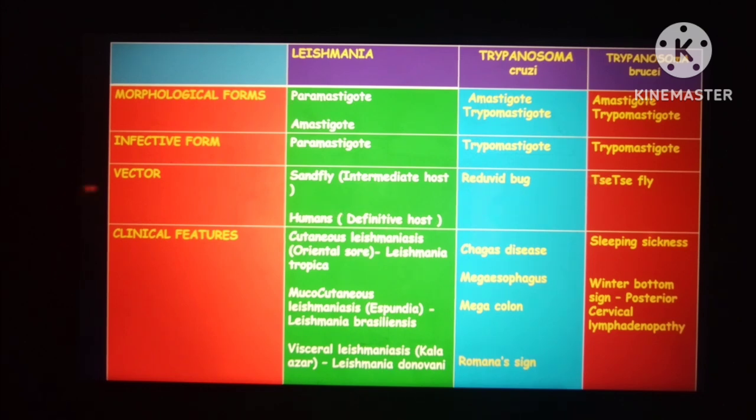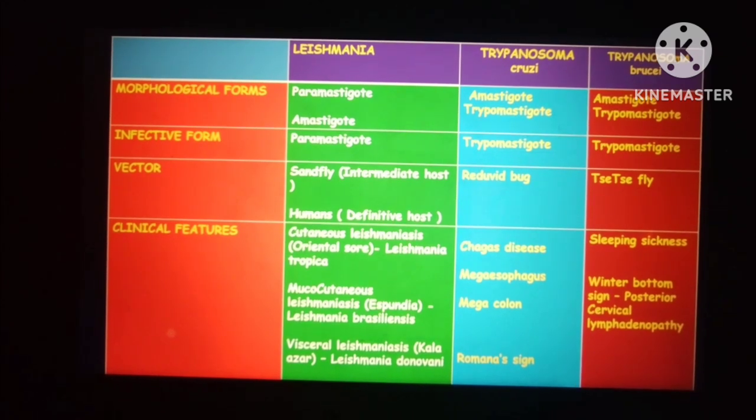Next the vector: here it is the sandfly, here it is the reduviid bug, and for brucei it is the tsetse fly. Friends, these are very, very important points. Next, what are the clinical features? Let us see this. Coming to cutaneous leishmaniasis, it is caused by Leishmania tropica, which is called oriental sore or Biskra boil or Delhi boil. There are many terms which have been given for this.